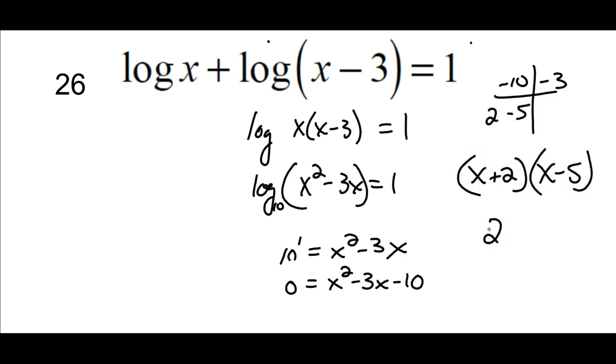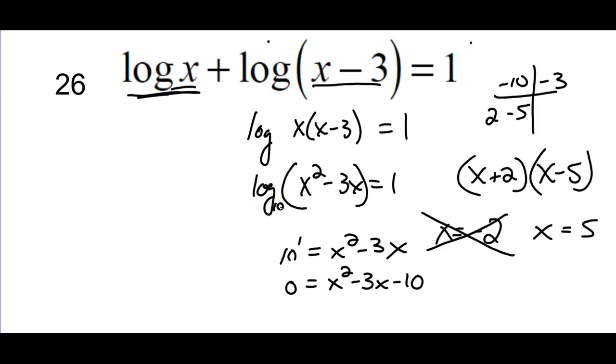So either negative 2 is equal to x, and or x is equal to positive 5. If we put these back in to where we were at the beginning, you get a negative. You're taking the log of a negative number right here. So this is extraneous. The 5, however, works for both of them.